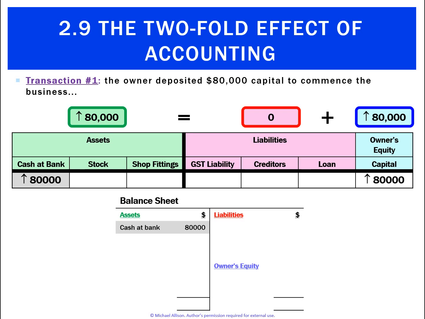We're not going to classify this balance sheet, we're just going to keep it simple. Cash at bank goes up 80. Capital goes up 80 on the other side, and our balance sheet balances.